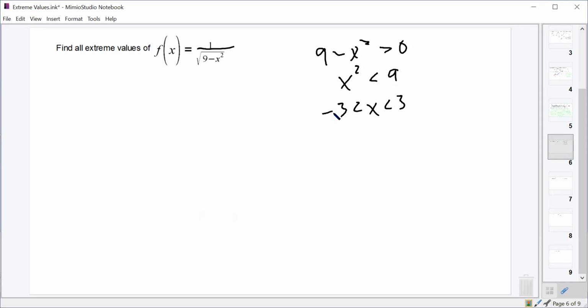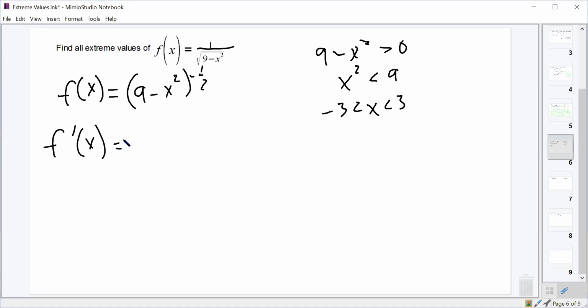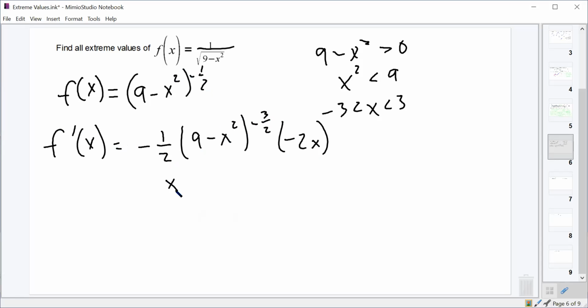And then the second thing we'll do is take the derivative. So f of x is 9 minus x squared to the negative 1/2, right? So what does the derivative become? It should become negative 1/2, 9 minus x squared to the negative 3/2 times the derivative of 9 minus x squared, which is negative 2x. So it's x over 9 minus x squared to the 3/2.